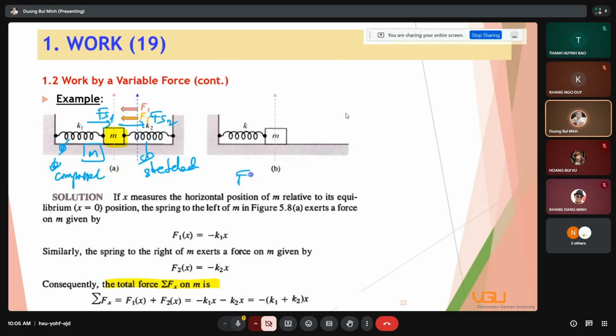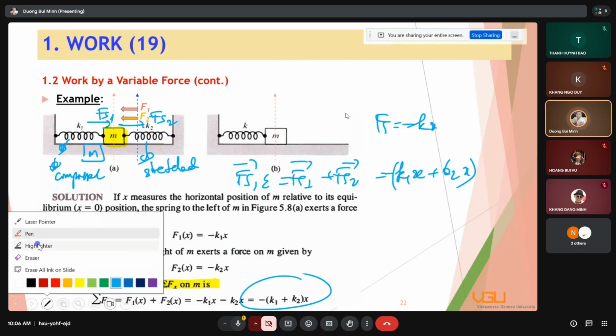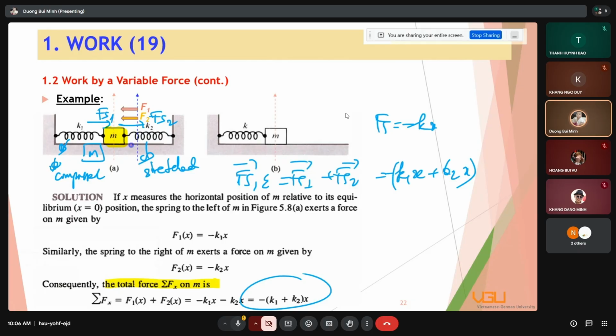So we have Fs total is Fs1 plus Fs2, and you can get K1x plus K2x, with a minus, because Fs is minus Kx. Then you can get this one, right? And similarly, you can analyze this system if the object is here. This spring is compressed and this spring is stretched, and the same, you can get the total force, right?